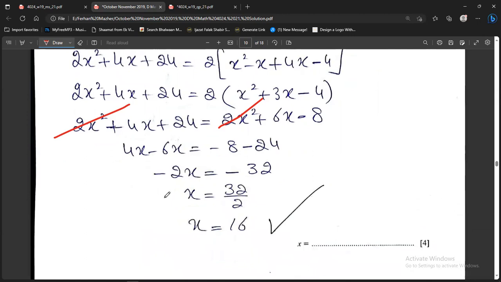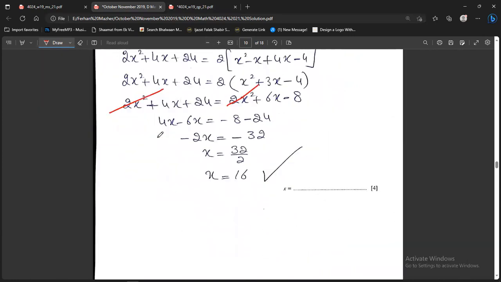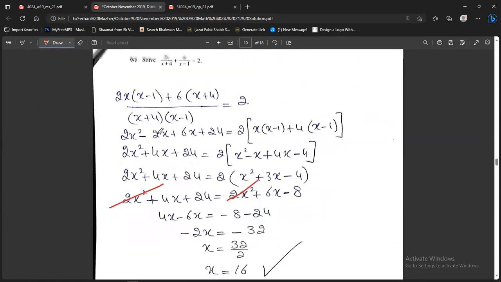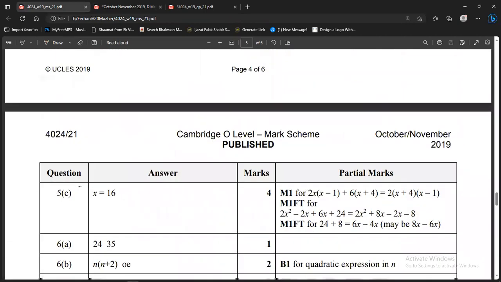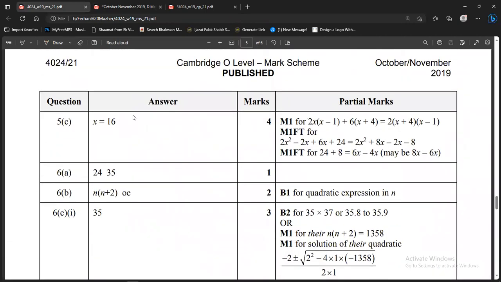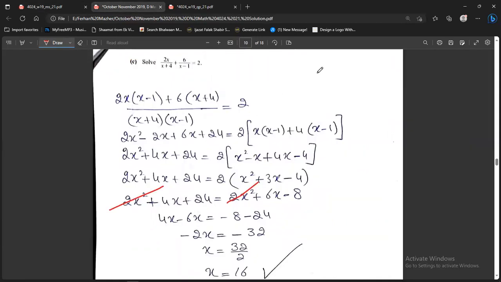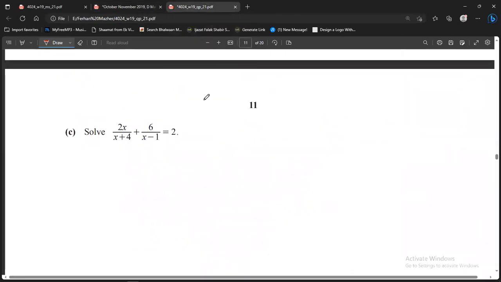So you will have minus 2x equals to minus 32. So x will be equals to 32 divided by 2, and that will be 16. So the value of the x will be 16. So here we go. So the whole question is showing up. X is equals to 16. That is the right answer, sir. This is the solution. You can pause the video if you want to spend more time with this question.